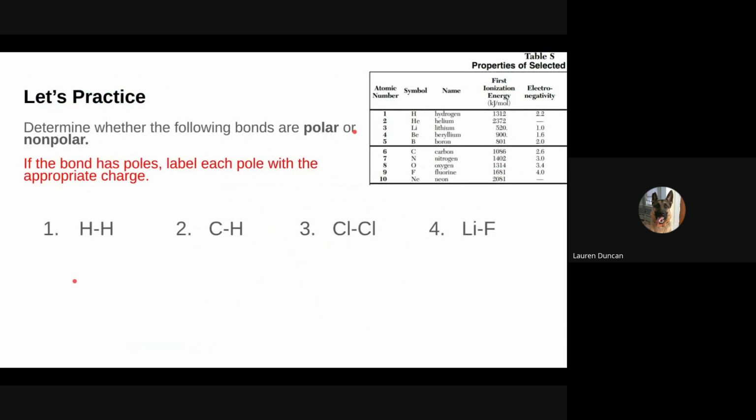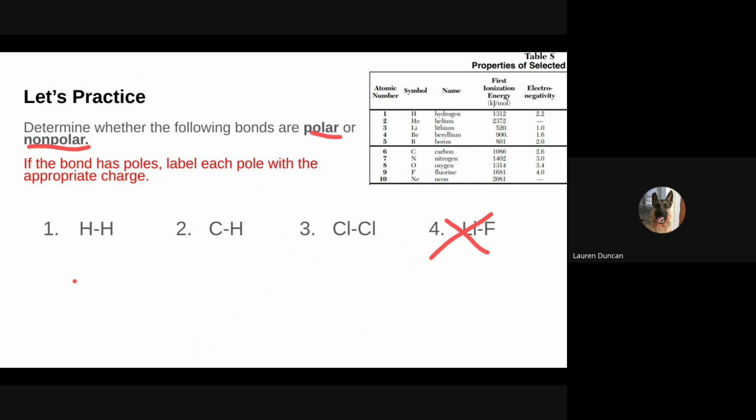All right, so we basically have to figure out here if the bonds are polar or nonpolar. We're almost done. This is the last slide. And if they're polar, which end is positive and which end is negative? What are those charge poles? Just get rid of 4. That's technically an ionic bond. The gizmo will show you why. Let's talk 1, 2, and 3.